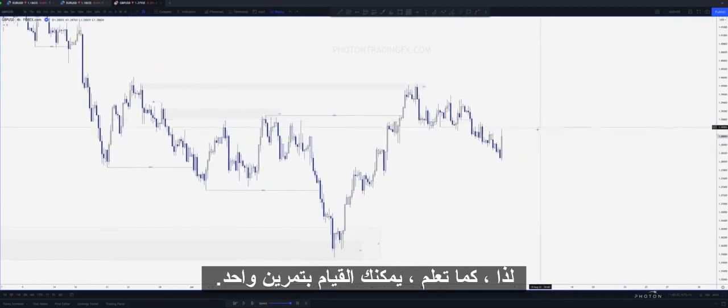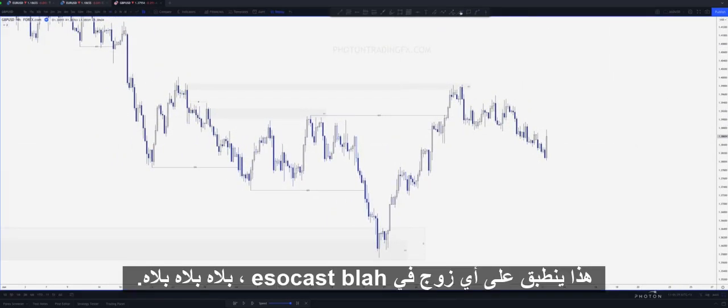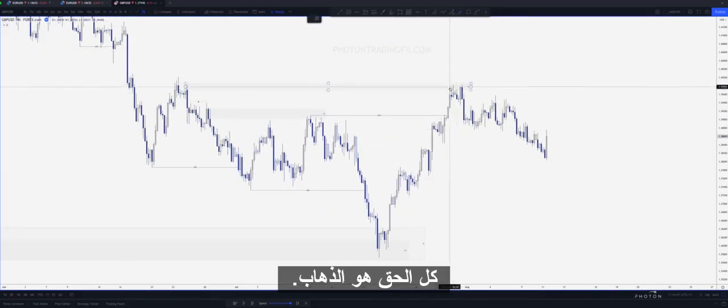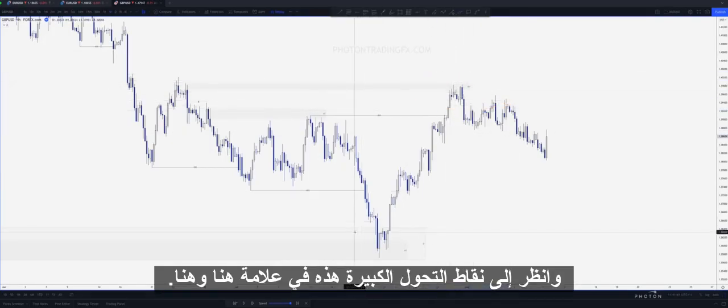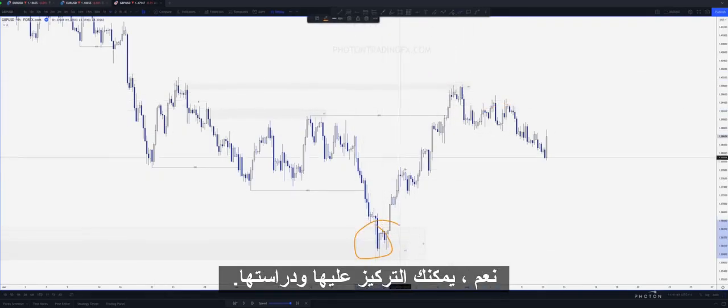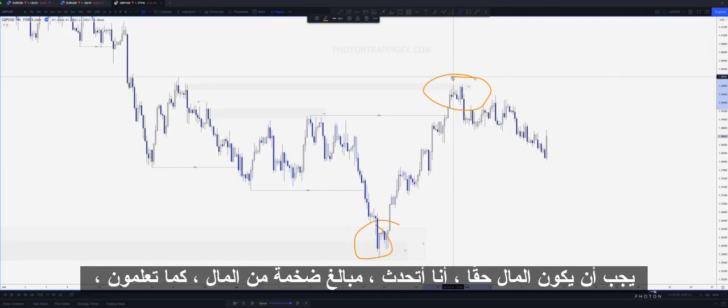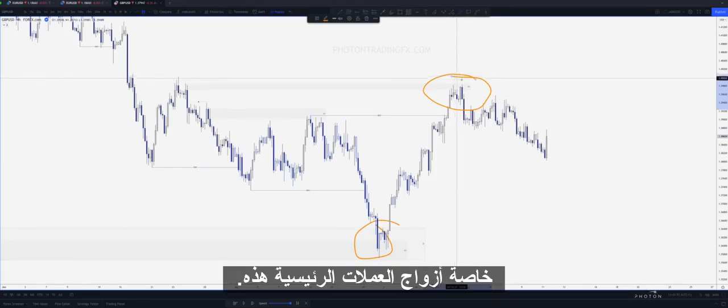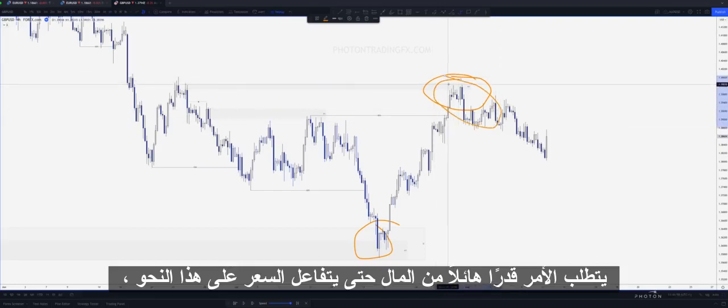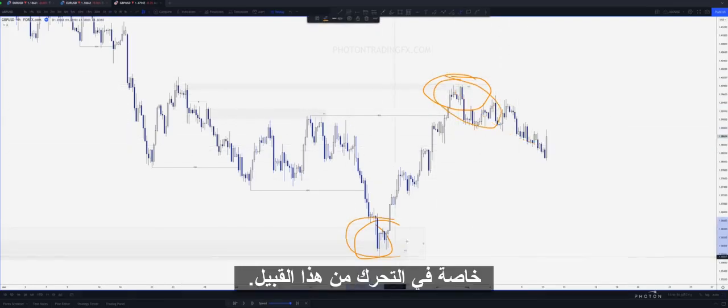So, one exercise you can do, this goes for any pair, any asset class, is go and look at these big turning points in the market. Here and here. Yes, you can go and focus on these and study these, but just when you're starting out, really focus on what big money has to do. I'm talking massive amounts of money, especially in these major currency pairs. It takes a shit ton of money to cause price to react like this, especially a move like that.